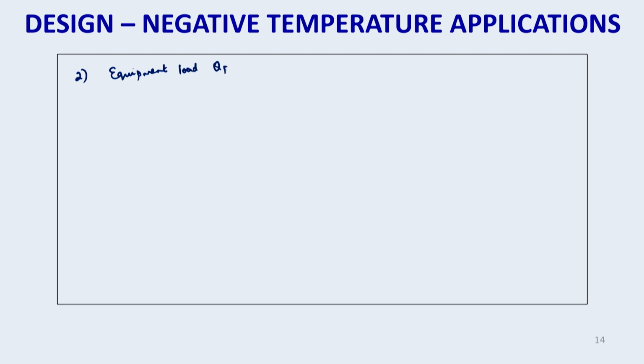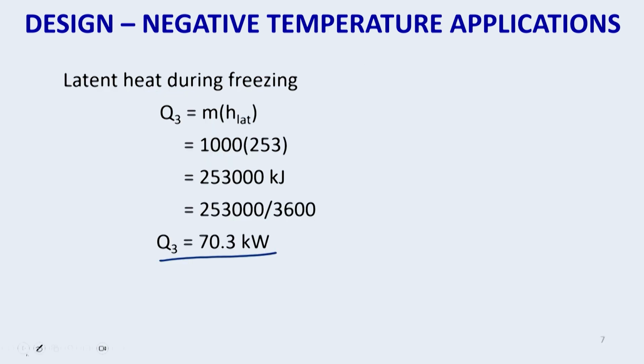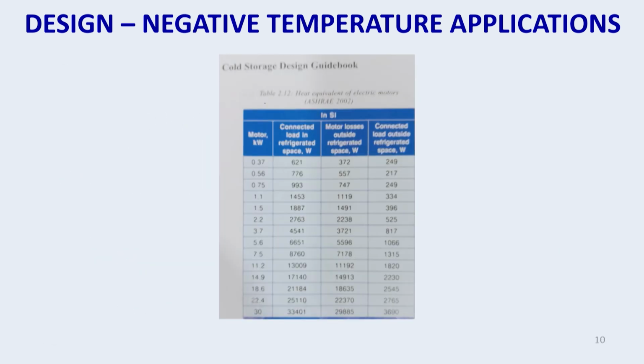That is QF. The fan details are given. Number of fans are 2, of each 1.1 kilowatt. So from table 2.12, this is 1.1 kilowatt. This is motor kilowatt. And the values to be referred. This is the connected load in refrigerated space. It comes to 1453 watts.